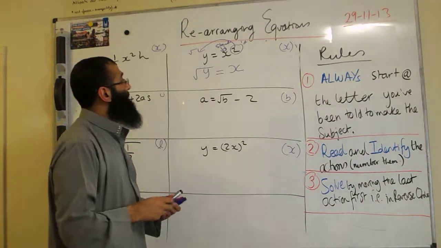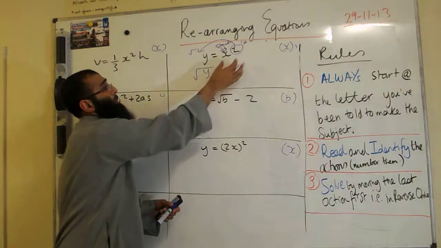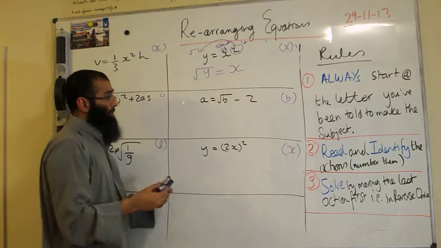Next question. So the opposite of square is square root. Square root everything on the left hand side, which is just one item at the moment.